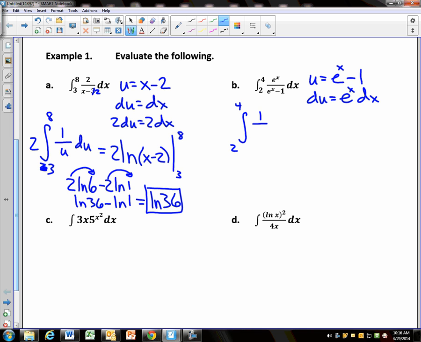1 over u du. What is the antiderivative of 1 over u? So we're going to have natural log of u, which is, what is u? e to the x minus 1, evaluated from 2 to 4.